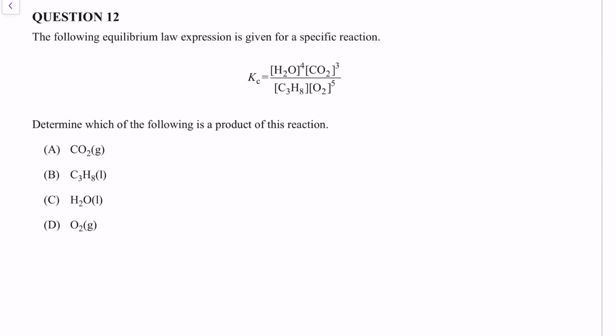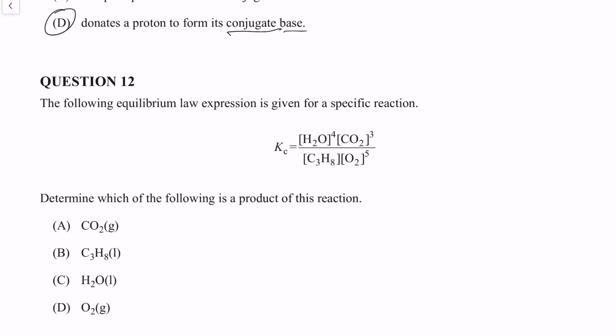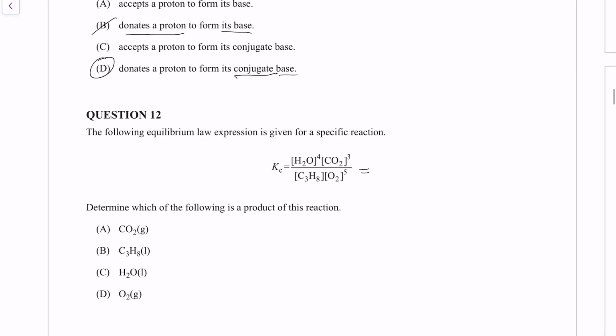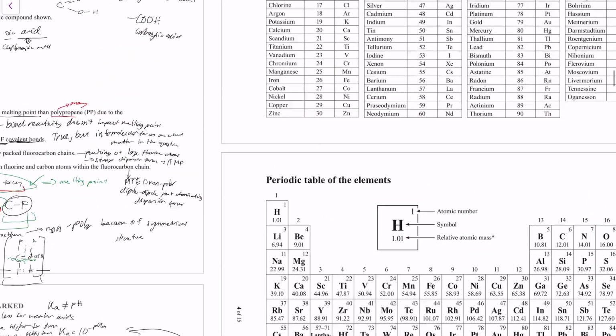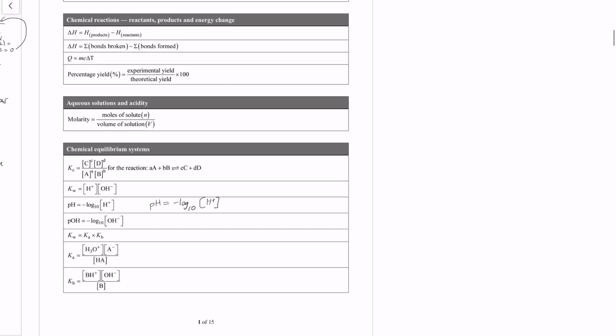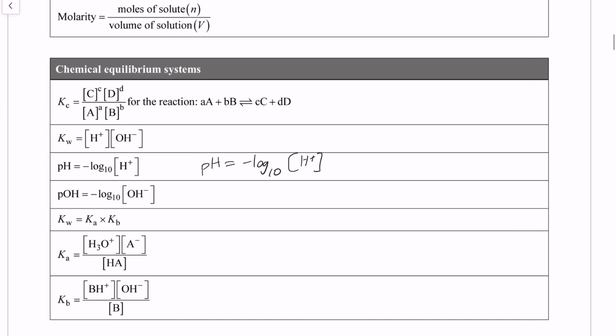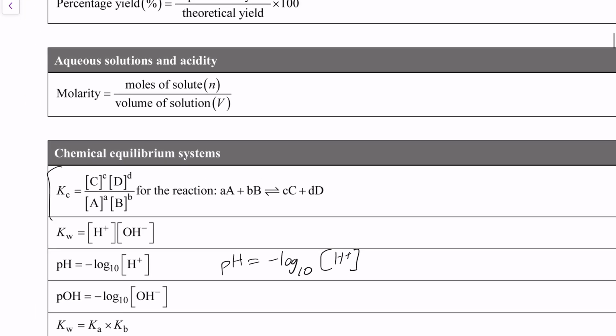Question 12. The following equilibrium law expression is given for a specific reaction. So we have the Kc equation here, and we know that the formula for Kc, as is in our formula sheet for chemistry, under chemical equilibrium systems, is Kc equals the concentration of C to the power of c, and then the concentration of D to the power of d, over the concentration of A to the power of a and the concentration of B to the power of b for this reaction here.